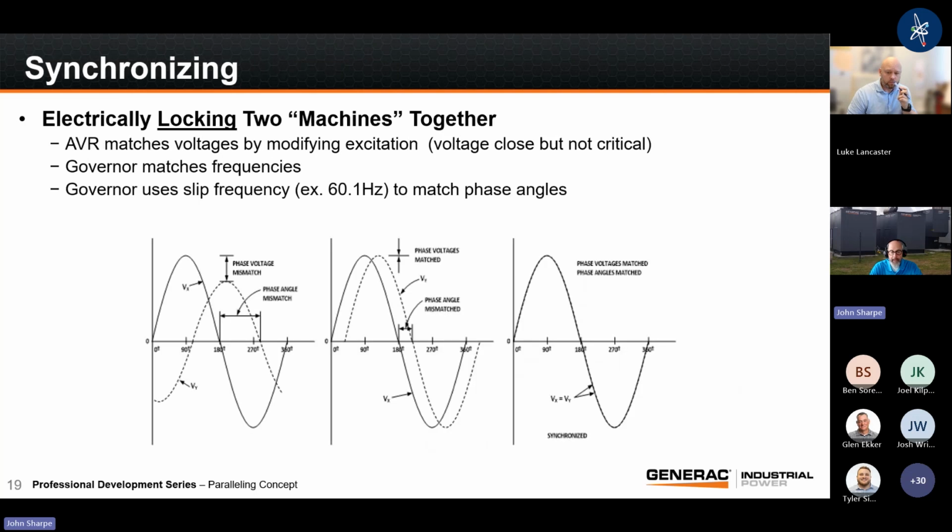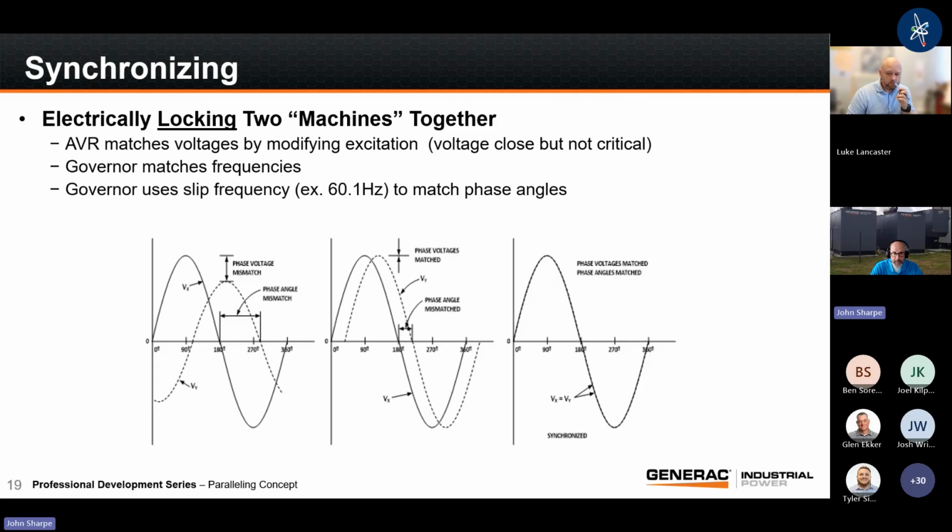Okay. How are we doing that? Well, the first thing we have to do is synchronize the pieces of equipment together. We need to electrically lock them together. That means they need to be running at the same voltage output. They also have to be tied together at the same speed. So the first thing we're going to do is, you can see generator 1 that's already on the bus has got a particular voltage. Generator 2 has a much lower voltage, so I have a phase voltage mismatch.